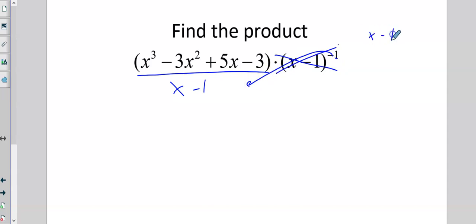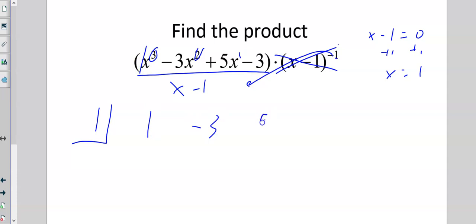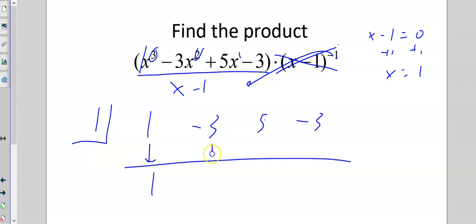So we go off to the side, x minus 1 equals 0, add 1, x equals 1. That's the number that goes in my box. Now I check first, 3, 2, 1, 0, we're good to go. That's a coefficient of 1, negative 3, 5, negative 3. Drop this down. Multiply by 1. Add straight down. Multiply by 1. Add straight down. Multiply by 1. Add straight down.